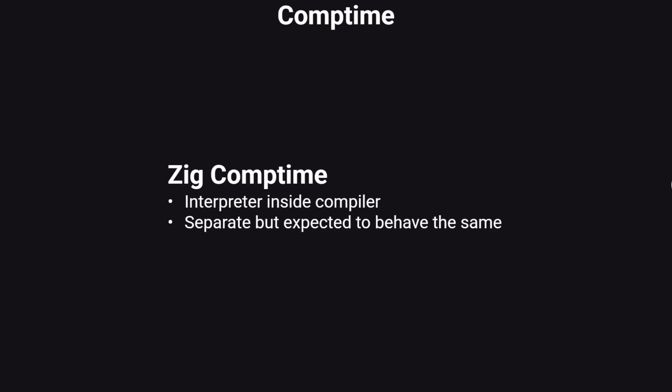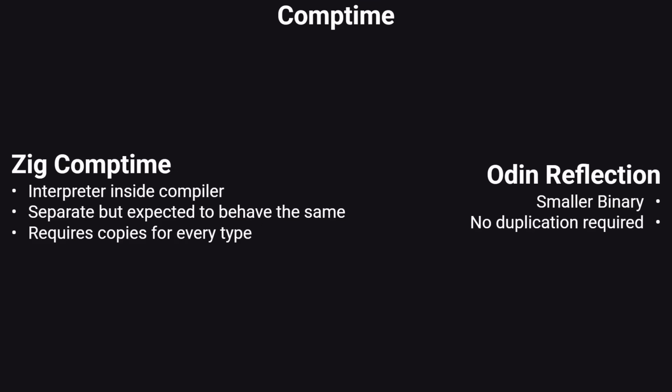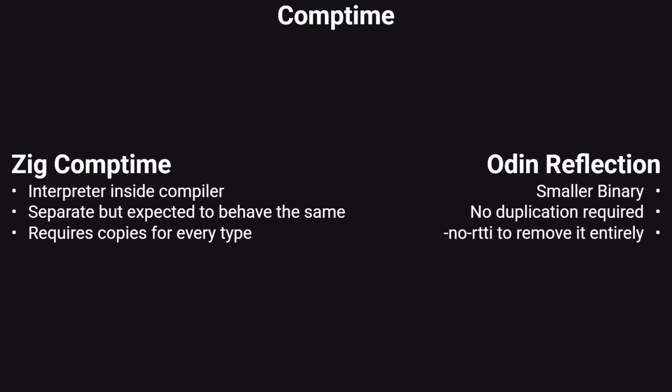Runtime reflection also avoids bloating binary size, since you don't need to duplicate the code for every instance of the type. There's an argument that RTTI bloats binary size, but if you're actually using it, you're almost certainly saving on binary size by avoiding duplicating functions, and if you aren't using it, you can just compile without it. Very useful for things like serialization.